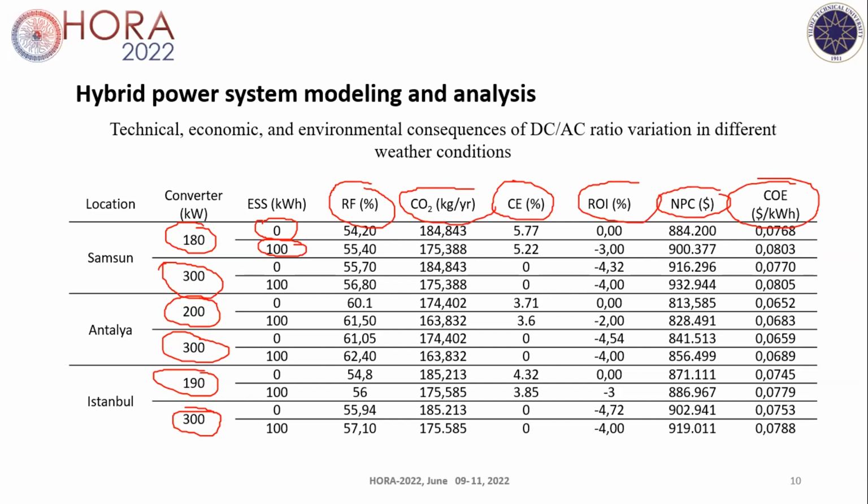And the interesting result is DC-AC ratio. If DC-AC ratio is sized by the PV installed power instead of optimally for each region, RF increases only up to 2%. Namely, if we use this converter capacity, we can only get 2% RF increase.